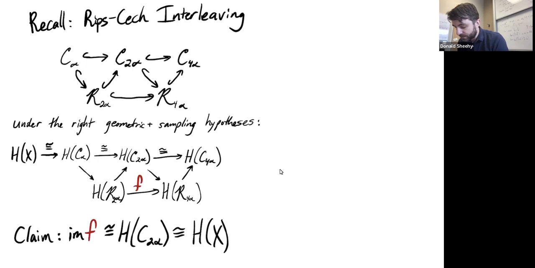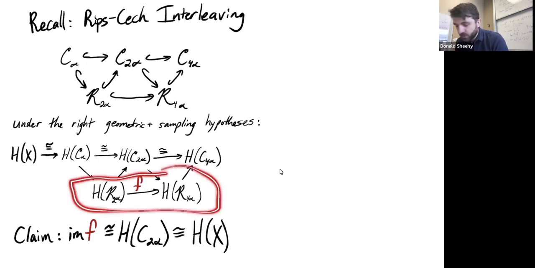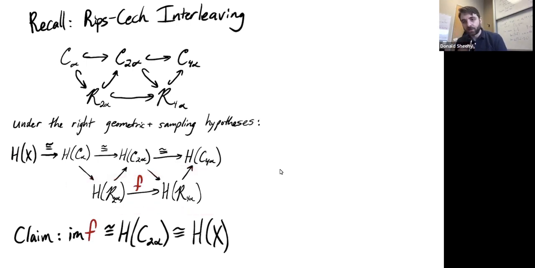You can actually say that this map you got here, which is the map in homology that was just induced by the inclusion here, that the image of that map is isomorphic to the homology of right here, which is again isomorphic to the space. So you can actually recover the homology of the space in those situations. Pretty good.